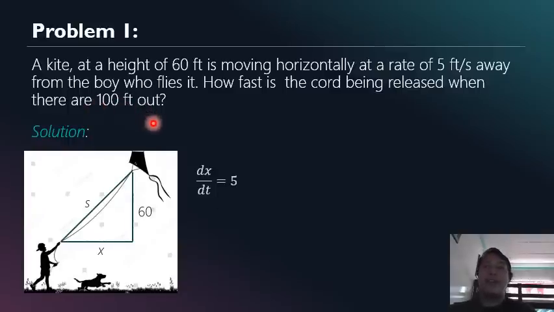Okay po ba? Ngayon, sulat na natin. Ano ang hinahanap? Hinahanap kung gaano kabilis pakawalan yung tali kapag ang napakawalan mo na ay 100 feet. So, that is ds over dt, at what particular instant?